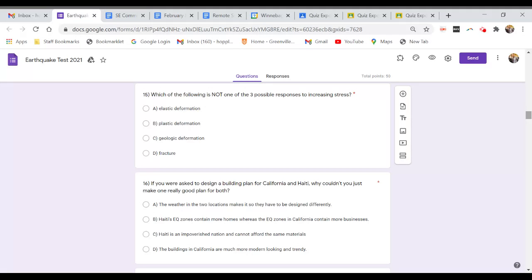Question 15. Which of the following is not one of the three possible responses to increasing stress? Elastic deformation, plastic deformation, geologic deformation, or fracture?